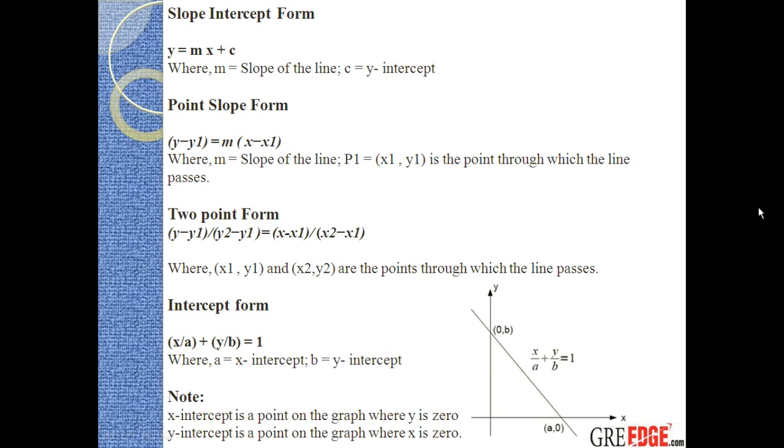Next, in two-point form, two points are given on the line, and their coordinates are given, x1 y1 and x2 y2. Then the equation of that line can be found as y minus y1 by y2 minus y1 is equal to x minus x1 by x2 minus x1. In the intercept form, if the line intersects the x-axis at A and the y-axis at B, then A is the x-intercept, B is the y-intercept, and the equation is given as x by A plus y by B is equal to 1.